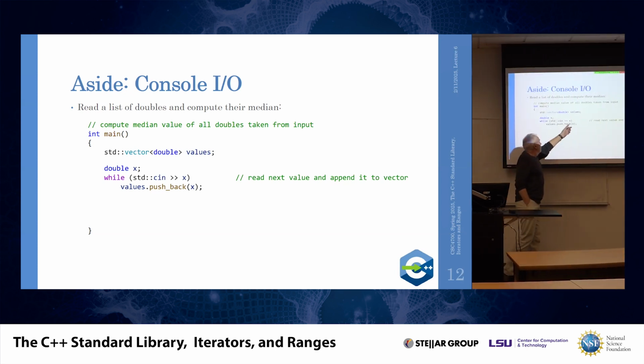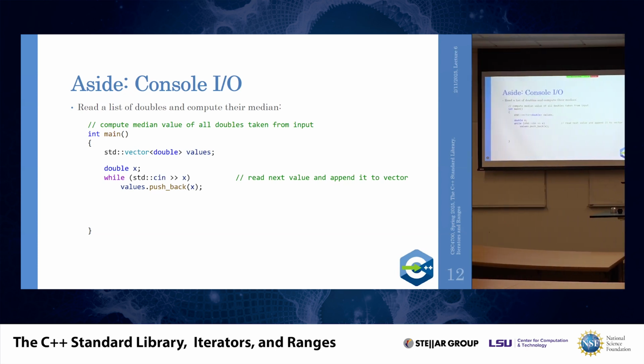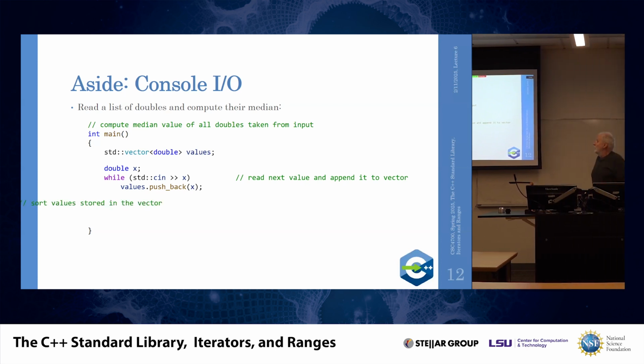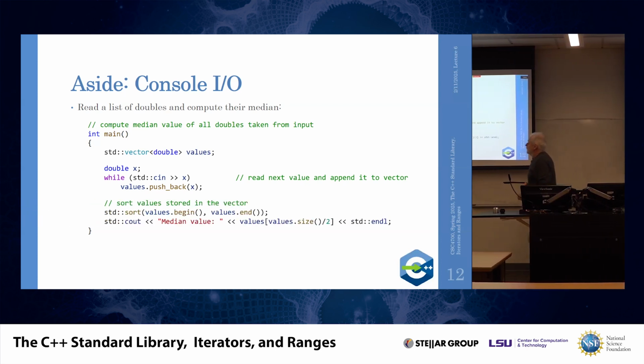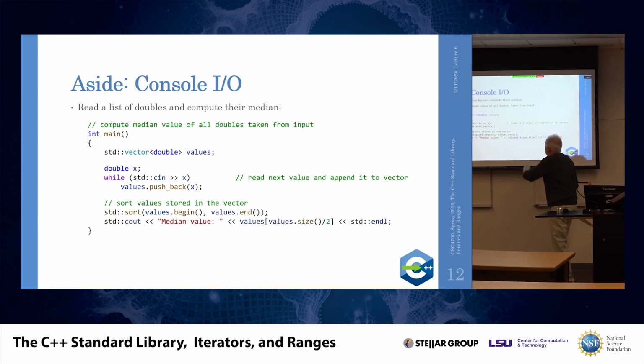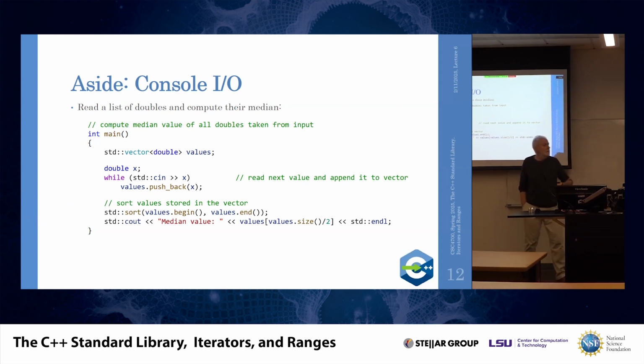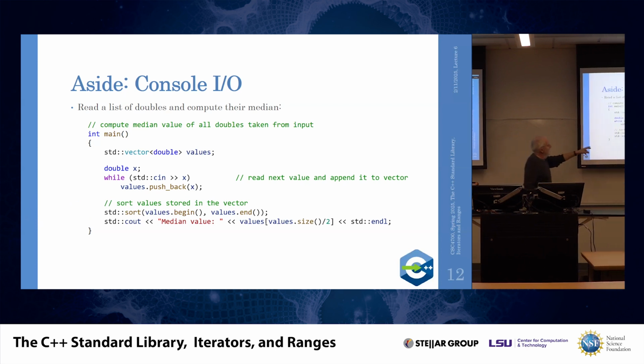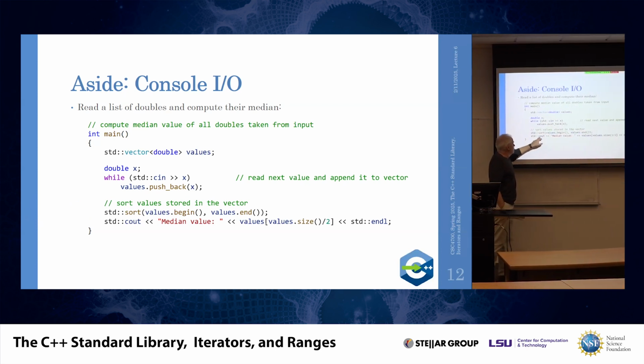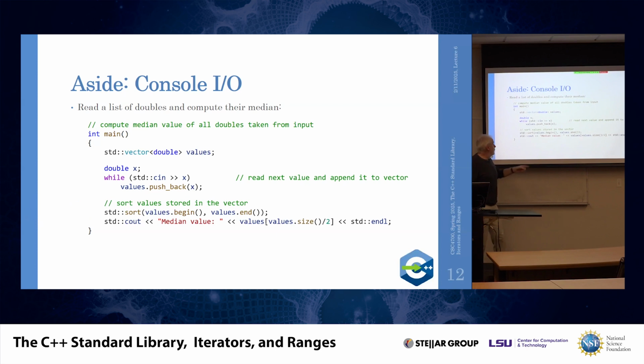And whenever I write a value, I just put it back into my vector. I append it to the vector. Then I sort the values in the vector and take the middle element of all the values I read and print that out. And here you have the equivalent operation to cin, which is called cout, console out.